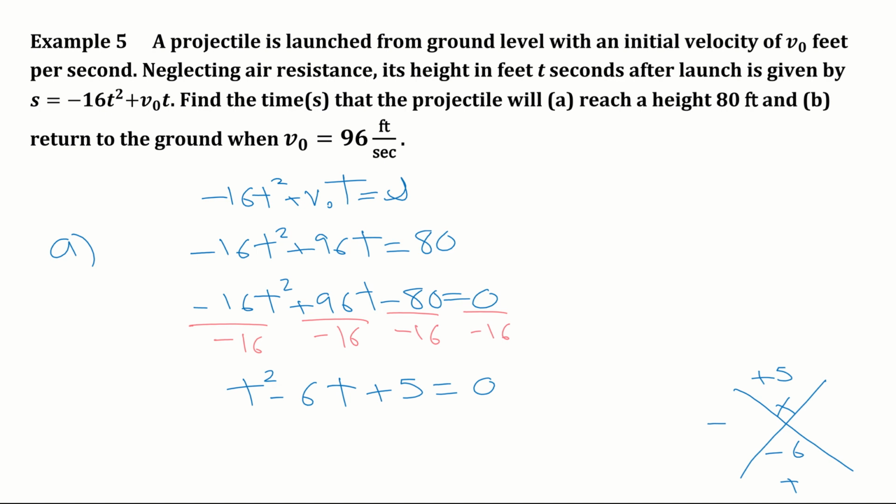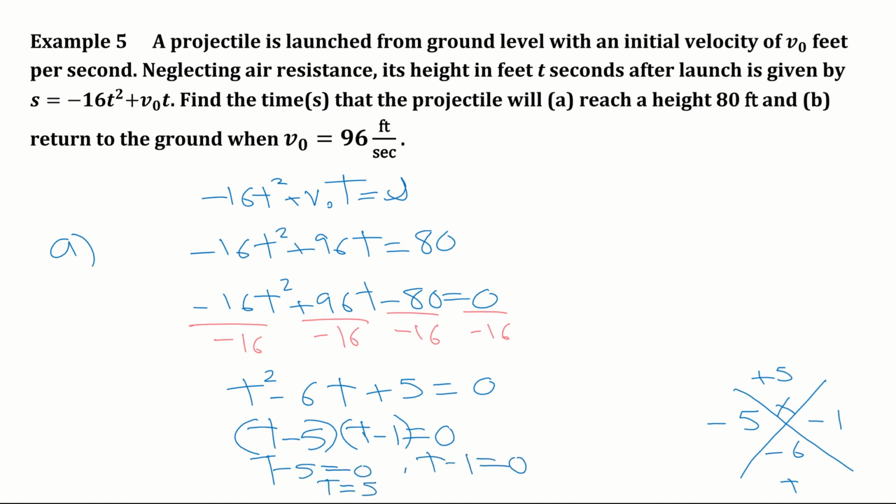The only way that can happen is with negative 5 and negative 1, right? Because their product is positive 5 and their sum is negative 6. So we have (t minus 5)(t minus 1) equals 0, right? So either t minus 5 is 0 or t minus 1 is 0. So we either get t equals 5 or we get t equals 1.